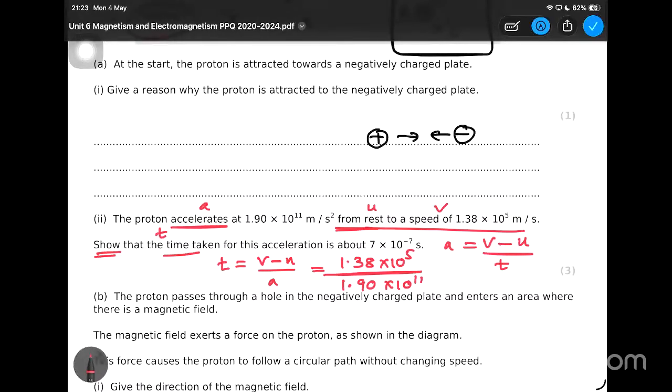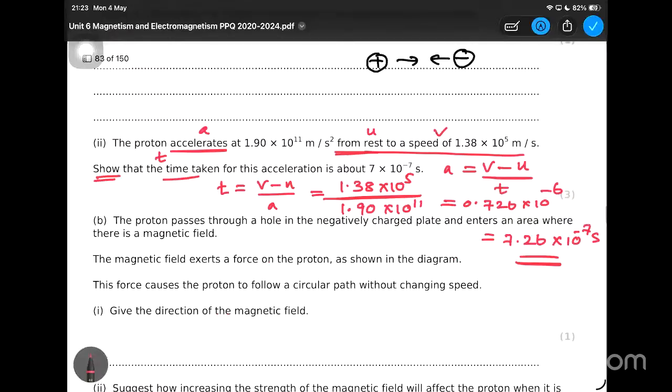So it is going to be 10 to the power minus 6 here, and you will be having 1.38 divided by 1.90. You will be having 0.726. And finally, you can write it as 7.26 into 10 to the power minus 7 seconds. You will get the answer easily.